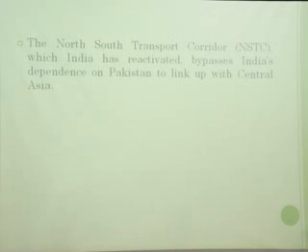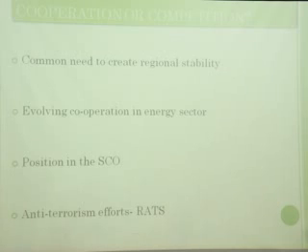So the next is the North-South Transport Corridor, or the NSTC, which India has reactivated. It bypasses India's dependence on Pakistan to link up with Central Asia, which becomes very important because most of the pipeline projects which India was supposed to have from Central Asia pass through Pakistan, and because of the instability there, most of the time they do not fructify. So a bypass which does not pass through Pakistan is always good for India's relation with Central Asia.